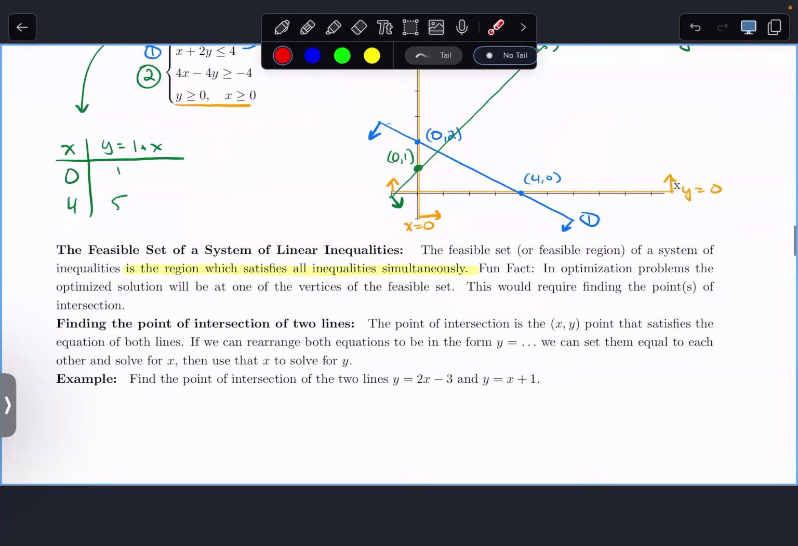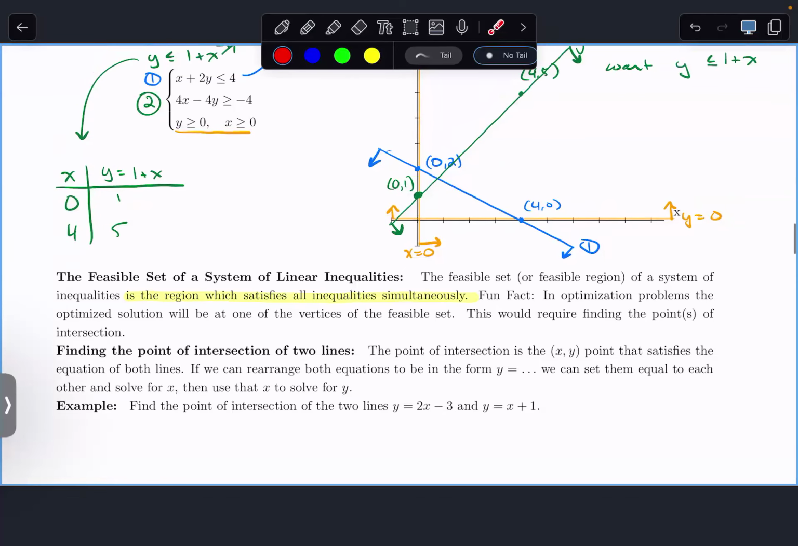But in optimization problems, right? So if you're trying to maximize profit usually, or minimize costs, usually they have business applications, or at least they're the most fun to wrap your head around. Optimization is either maximizing or minimizing depending on what you want. And so the optimized solution will be at one of the vertices in the feasible set.